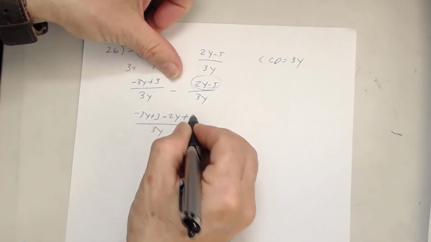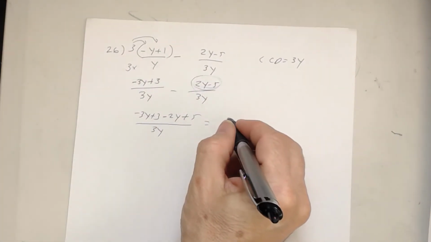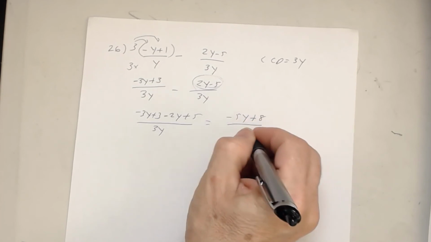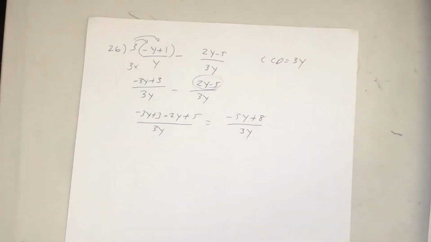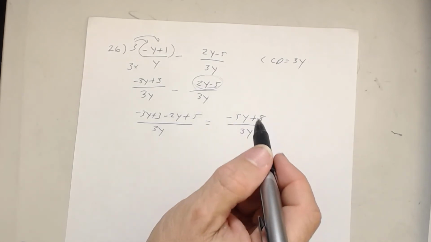2y plus 5. Now combine like terms. What's the numerator? Plus 8 divided by... can I do anything else? Nope. I can't factor the numerator, and there's nothing that reduces. Now don't make the mistake of reducing these y's. You can't. You can only reduce factors.